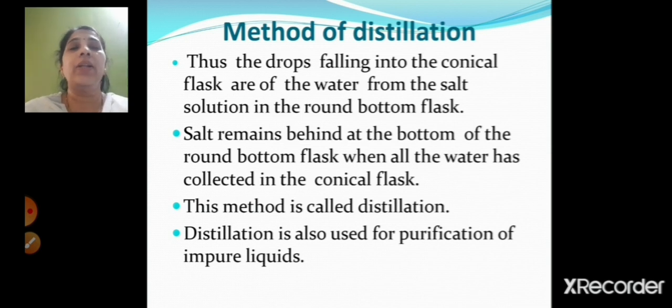So what will happen, the salt will remain behind at the bottom of the round bottom flask when all the water has collected in the conical flask. So salt and water have been separated. Water has been collected in the conical flask, and salt will remain in the round bottom flask. This method is called distillation, and distillation is also used for the purification of impure liquids. So I hope, students, you have understood the distillation method.